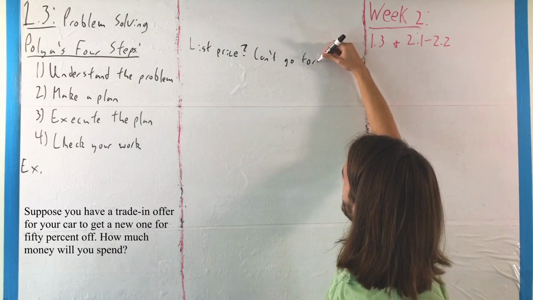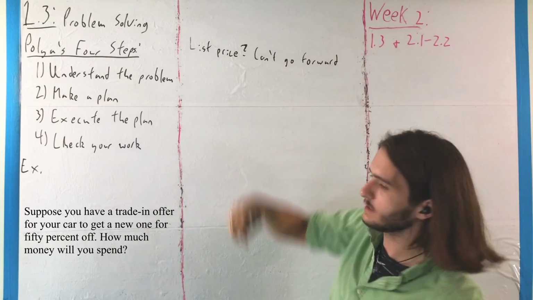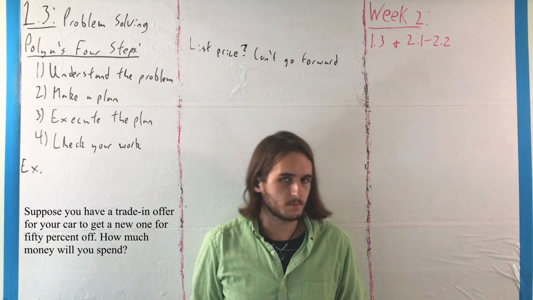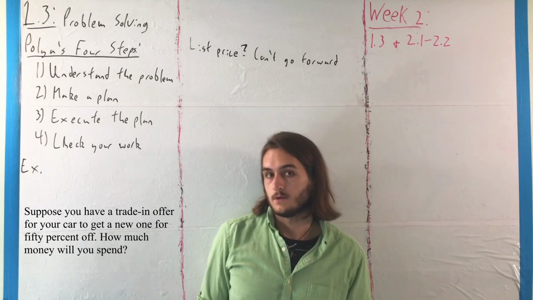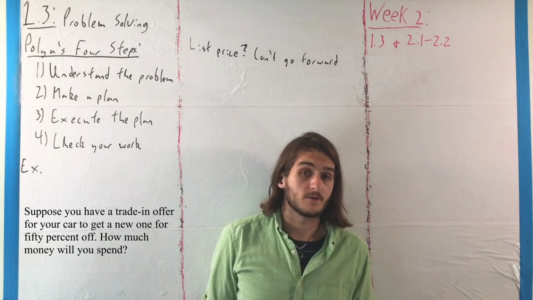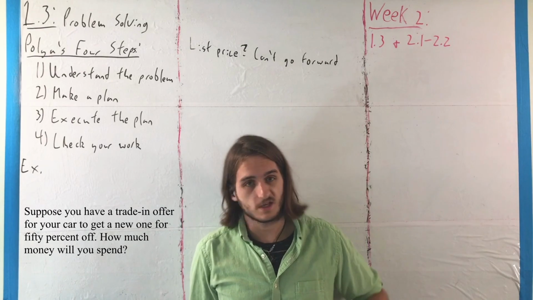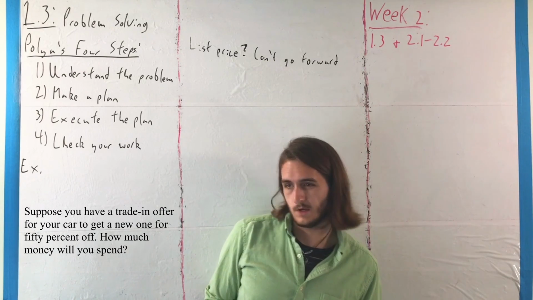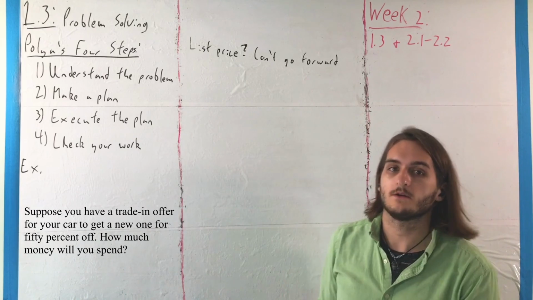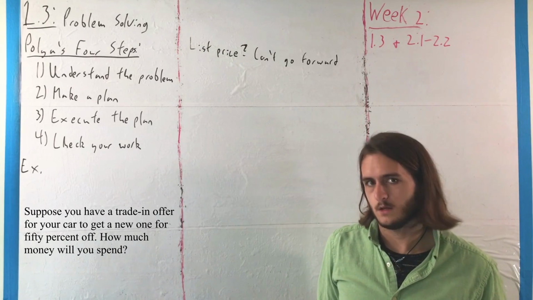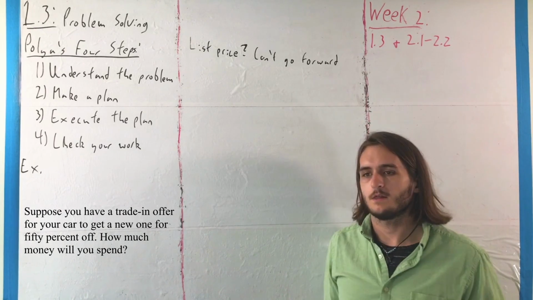We can't go forward with any plan because there's nothing that we can compare the price to figure out how much we'll spend. Because it's 50% off, but if that's 50% off of nothing, then that's nothing. If it's 50% off of $1 million, it's still $500,000. We don't actually know, so we can't figure out the problem we're trying to solve, which is how much money you need to make that trade.